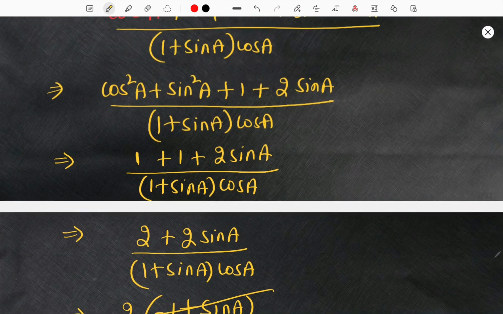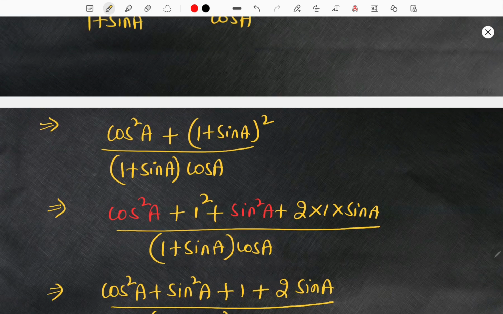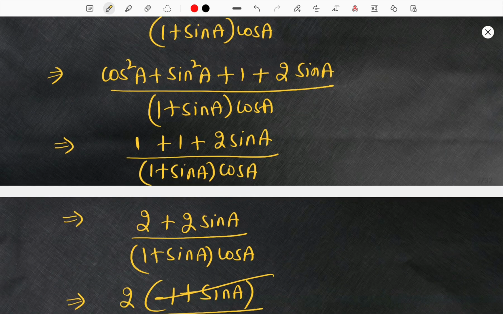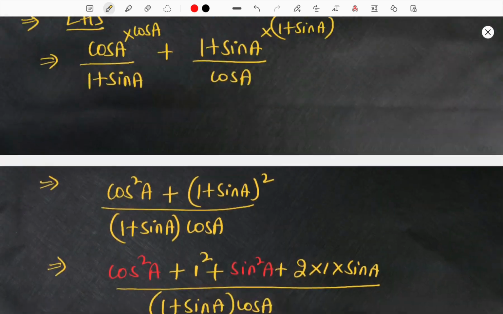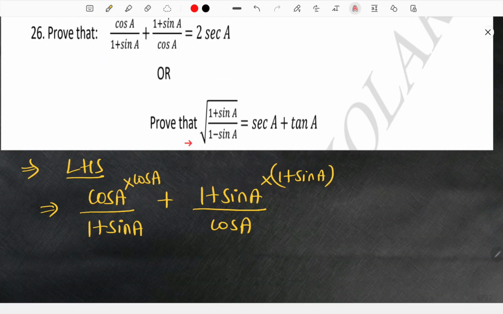Alright, I hope the question is understood by you. I mean, the way we followed here is quite simple and we got the answer. Alright then, moving forward to the next question.